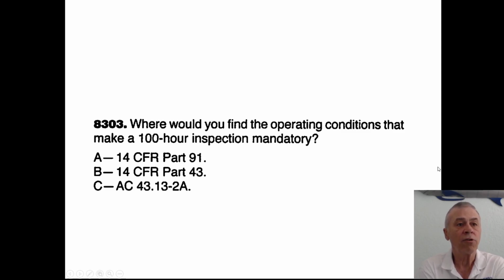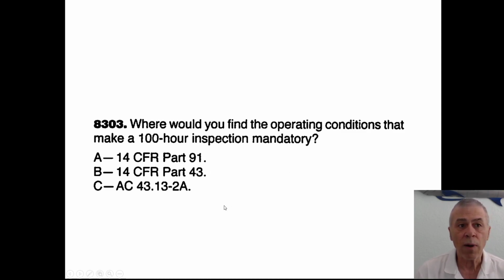All right. The question is, where would you find the operating conditions that make a 100-hour inspection mandatory? And you may be wondering why I went into so much legal research. I switched to lawyer mode. It was mostly because I saw this question coming up. So I thought I'd expose you to the various parts and then the subparts. And if you recall, the section that contains the operating conditions which trigger the requirement of a 100-hour inspection, those were in Part 91, specifically 91.409.